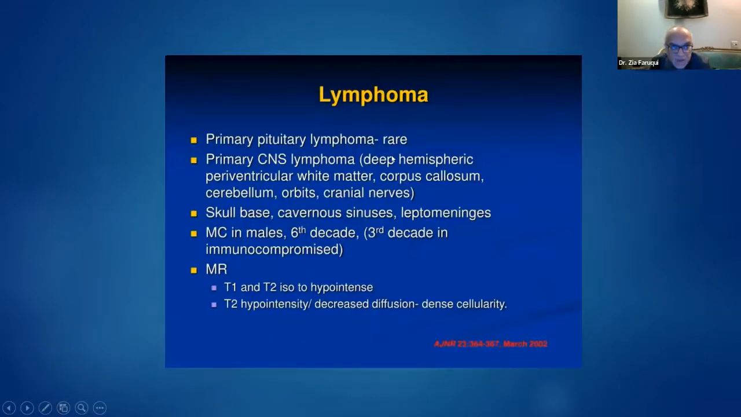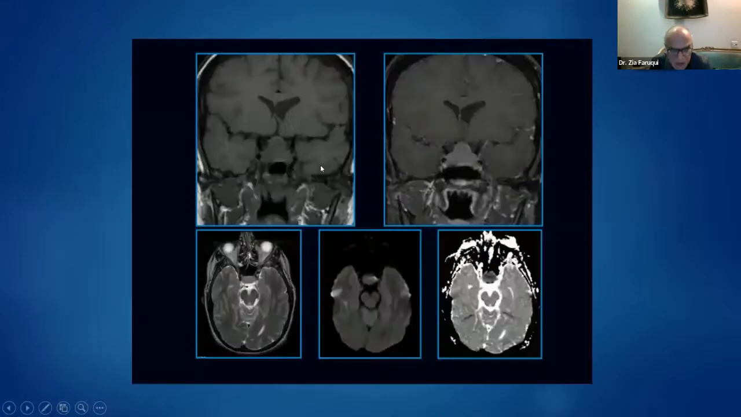Lymphomas: primary pituitary lymphoma is extremely rare, and may be involved as part of generalized CNS lymphoma. This is usually seen at the skull base and the cavernous sinuses, more common in males in the 6th decade, maybe younger in immunocompromised patients.